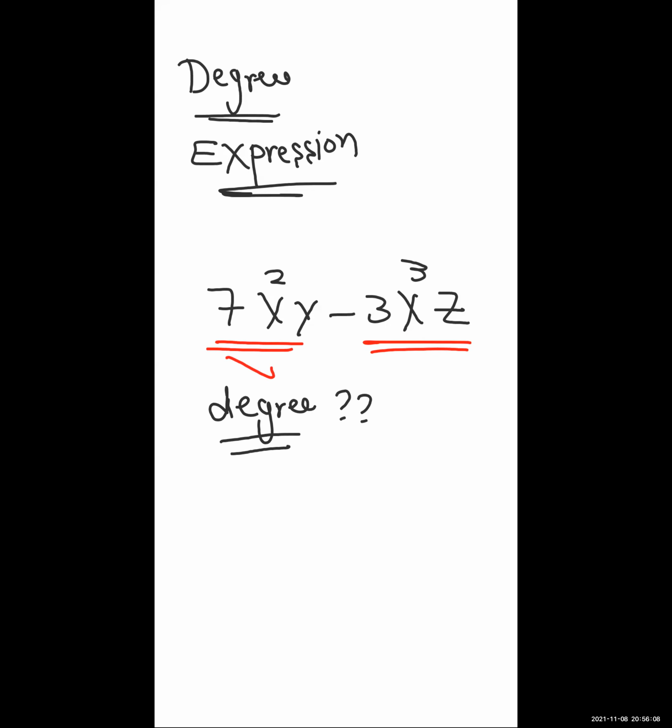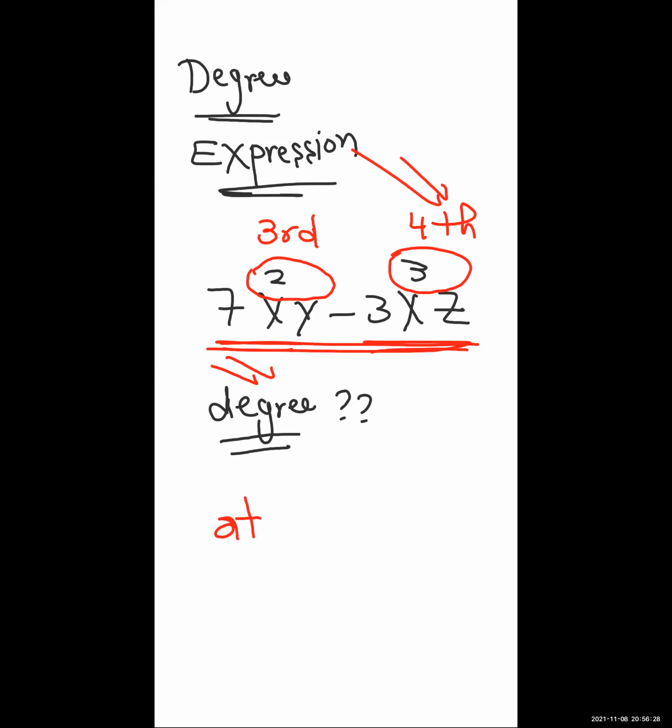This first term, at which degree, guys? The degree will be third, and the second is the fourth. Then the degree of the expression will be 4, the fourth degree, the highest degree. The highest degree is 4. Now, this one is clear, guys.